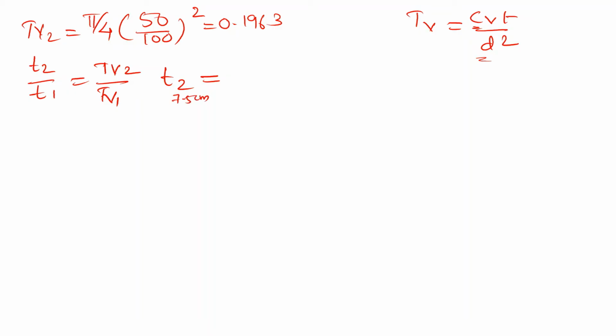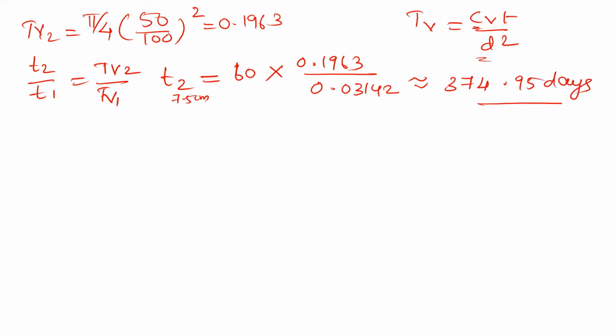That is T2 is equal to T1, that is 60 days, into the values we already calculated, TV2 and TV1. TV2 is 0.1963 divided by TV1, which is 0.03142. From this we will get it as 374.95 days. Okay, so what we did, we first calculated the time factor.